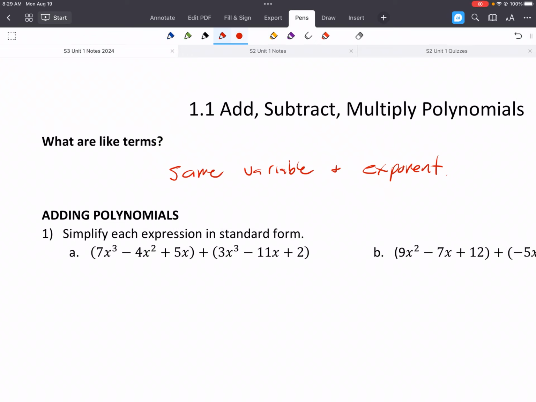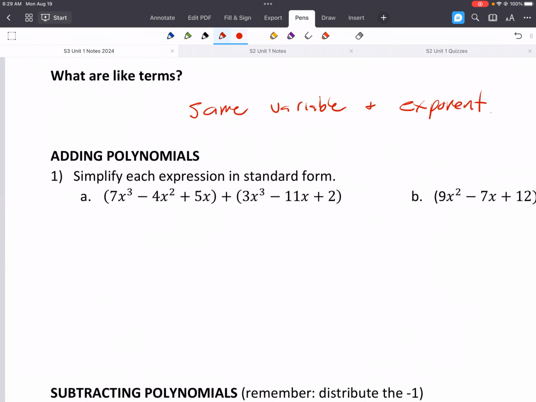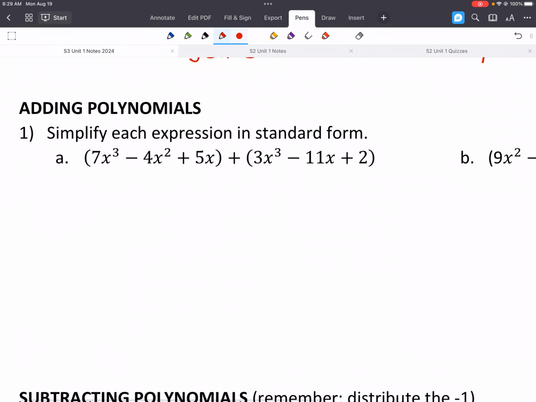All right, everybody, this is 1.1. We're going to review adding, subtracting, and multiplying polynomials. All right, so first off, we need to make sure we remember what it means to have like terms. Like terms have to have the same variable and exponent. So if we look at this example, think about which of those are like terms.